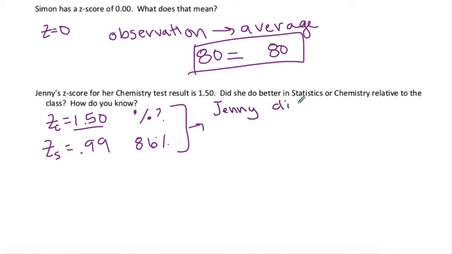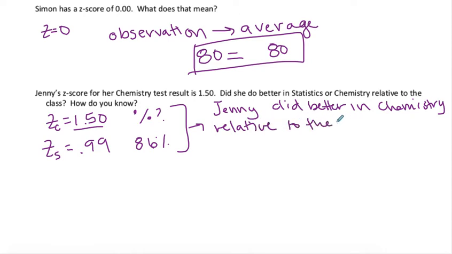Jenny did better in chemistry relative to the class because her z-score is higher.